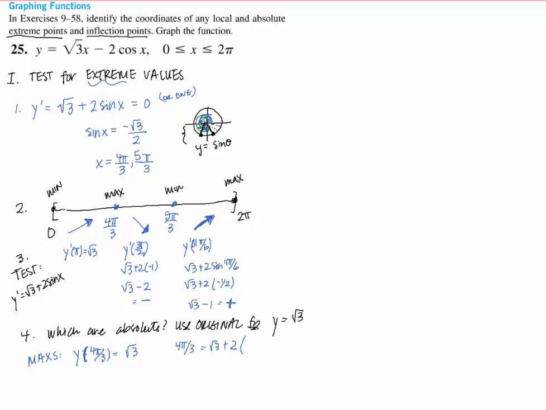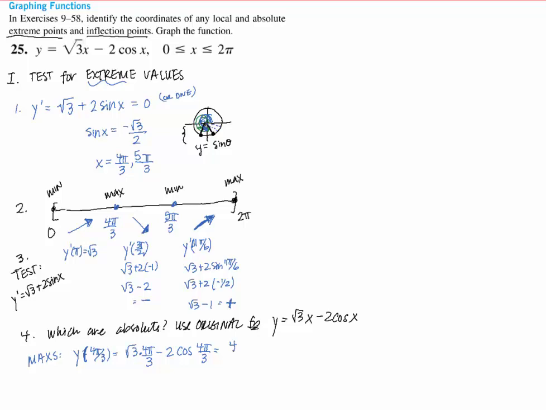Let me label that. Use the original function. Y is the square root of 3 times x minus 2 cosine of x. That changes this. Y of 4 pi over 3 is square root of 3 times 4 pi over 3 minus 2 times the cosine of 4 pi over 3. So that's not very pretty at all.